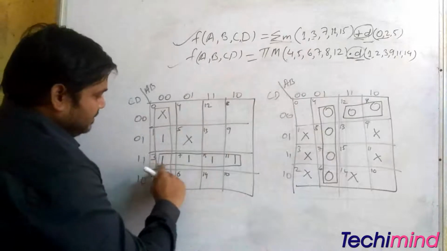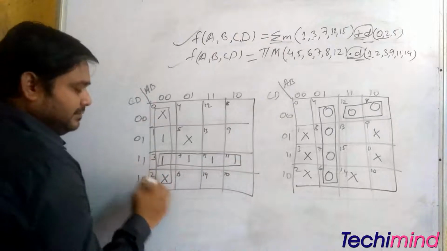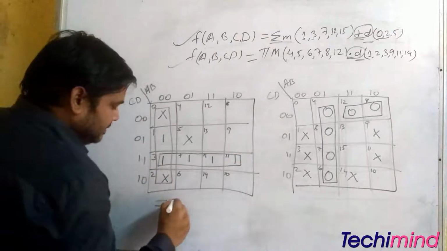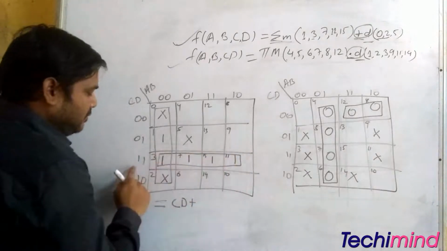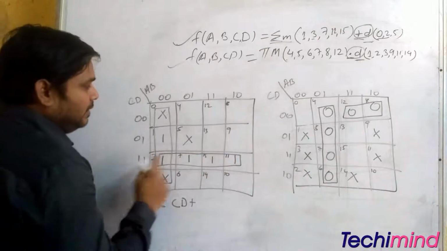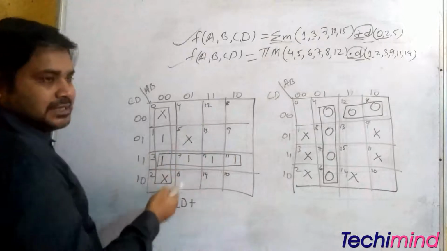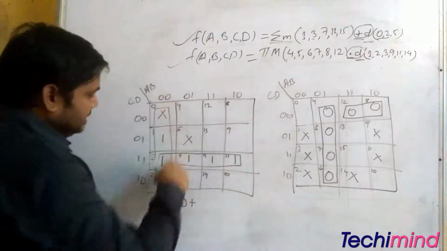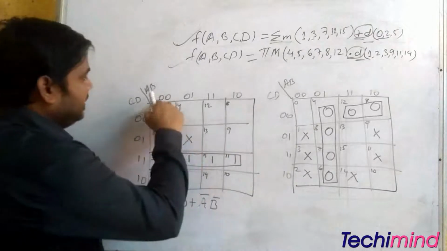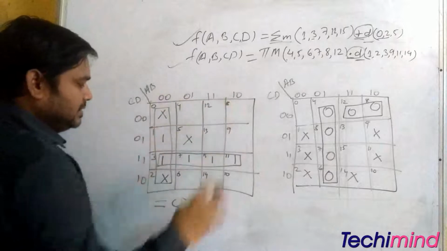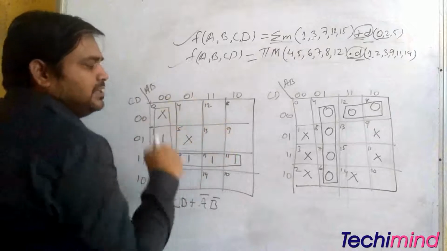So for this particular adjacency, only C and D remain. Directly we write C and D. Why? Because all the 4 cells have C and D common, and A and B are not common. We already discussed this in the previous video. In this one, A naught, B naught, all 4 cells, and leave all this. This don't care, we don't need because there is no 1 which we need to combine.